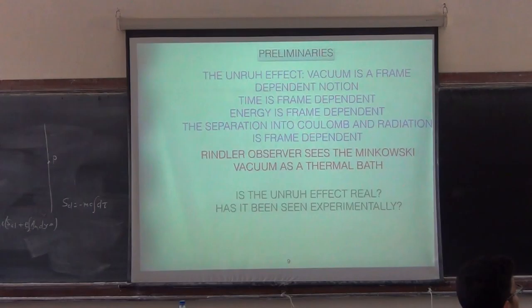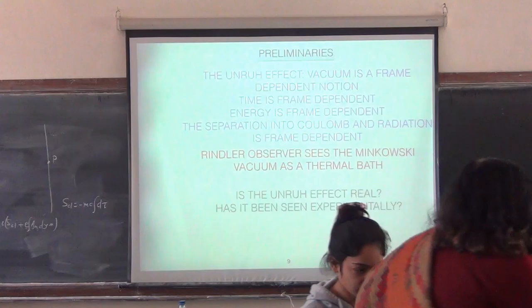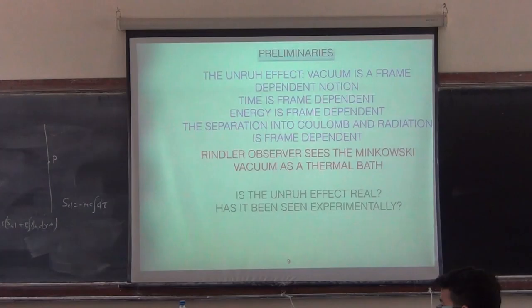So we've already been over this. The Unruh effect is a frame-dependent notion. And the separation of fields into Coulomb and Bremsstrahlung is also very different. The accelerated observer sees the Minkowski vacuum as a thermal bath. I mean, the same quantum state, which to the Minkowski observer looks like empty, appears to the accelerated observer as a thermal bath. So let's try to understand what happens if we have this experiment done in a thermal bath.